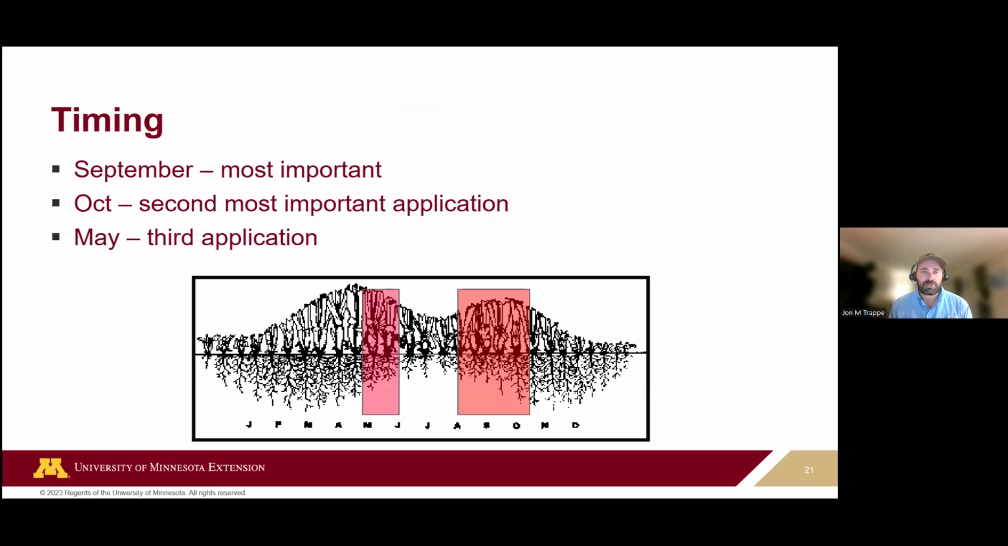So, from a timing perspective, September and October are the most important time frames of the year. May is the third or preferred option. If you were to fertilize 3 times per year, these are the months that I would do it in: September, October, and May. And again, that's largely because that's when the plants need it the most.